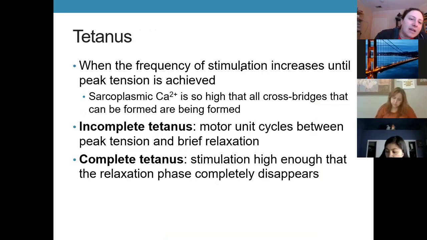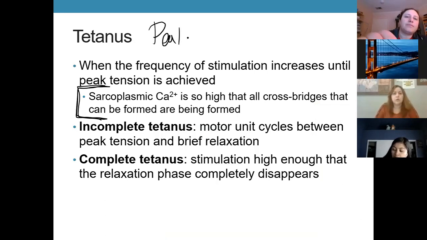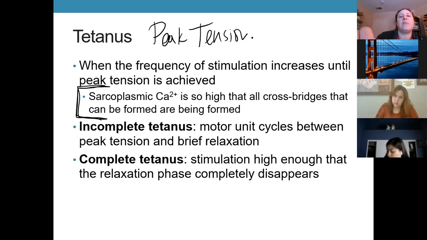Once you get to that point where the calcium levels in the sarcoplasm have essentially freed all the actins, we've maximized myosin crossbridge for that particular muscle or whatever unit we're dealing with. That's when we end up with tetanus. The idea with tetanus is that we're achieving peak tension, as in it doesn't matter what more stimulus you do, you cannot get any more force generated. So you've maxed out, so call it maximum cross bridges.